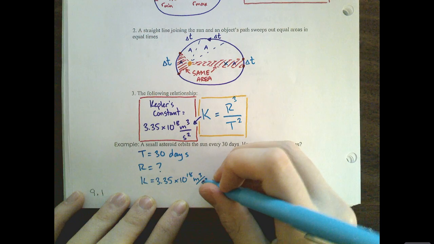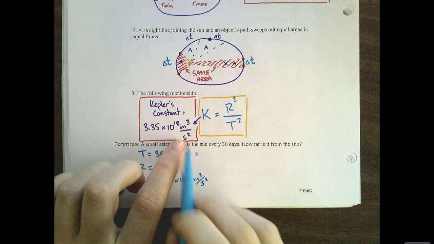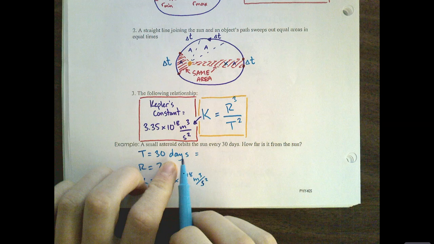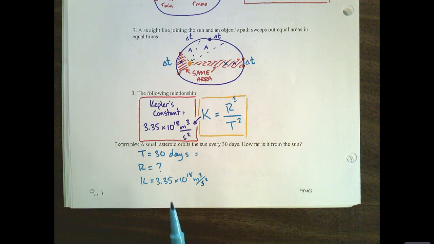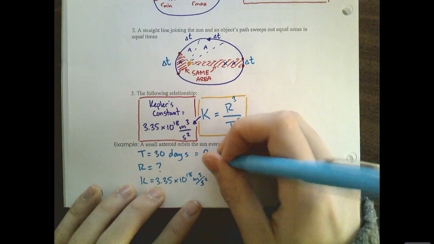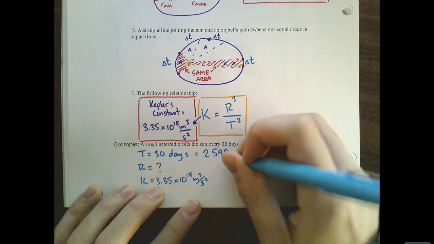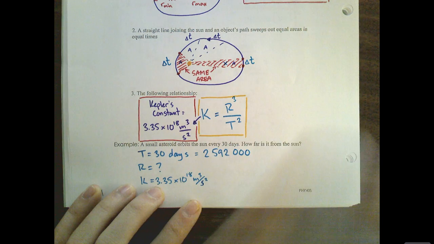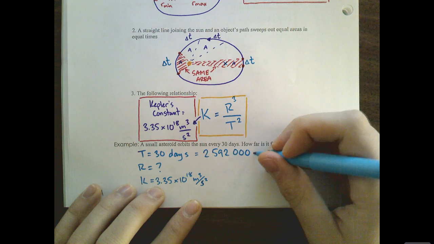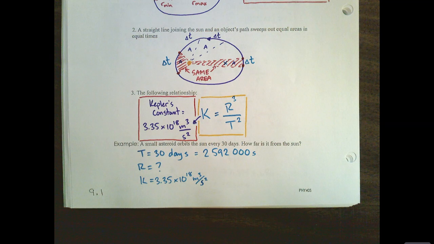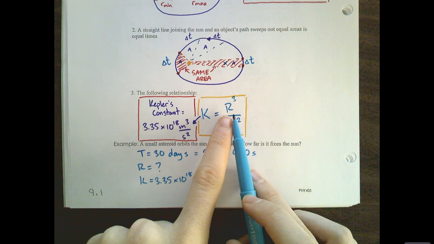We notice that our period has to be in seconds. Right now it is in days. So I'll let you pause the video for a second here if you want to try that conversion on your own. Try to convert 30 days to seconds. And if you've paused and now resumed, you should get 2,592,000 seconds as our period. And we're trying to find R.